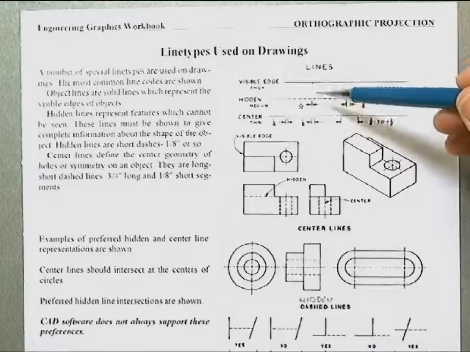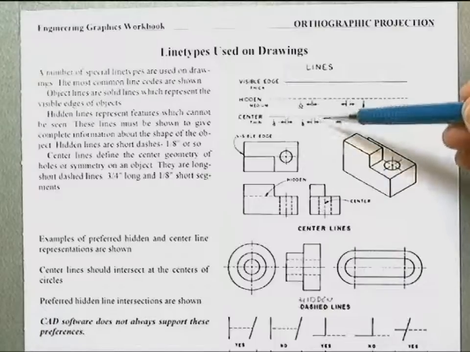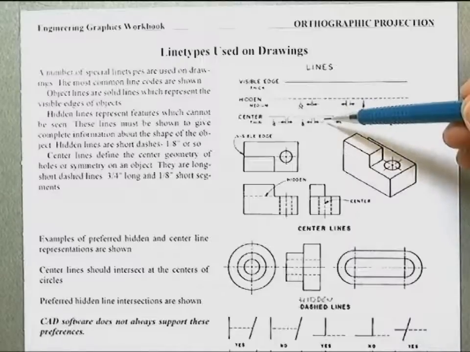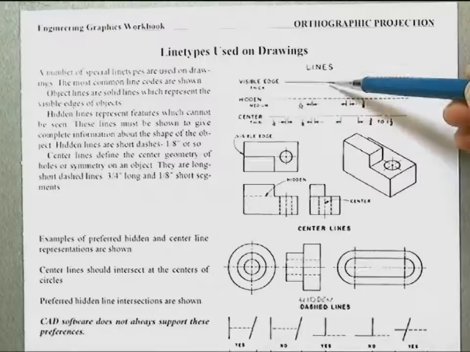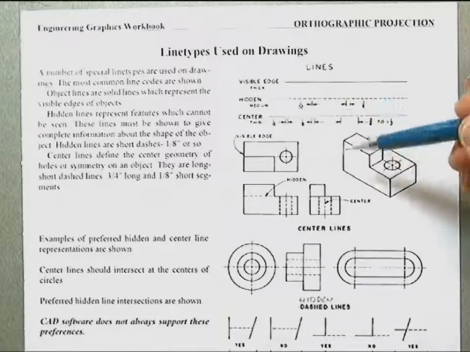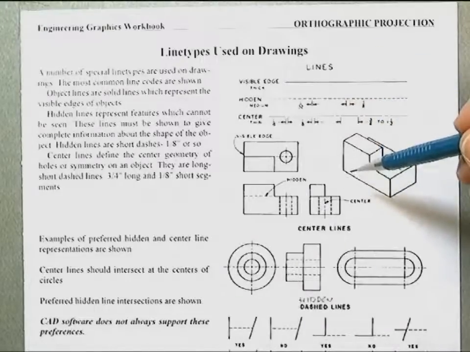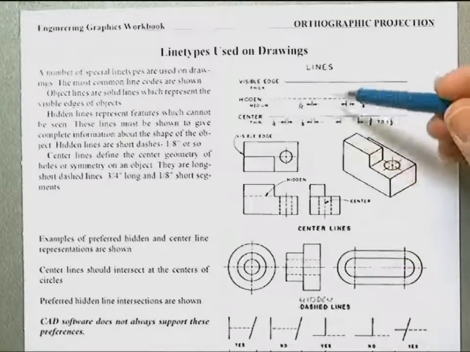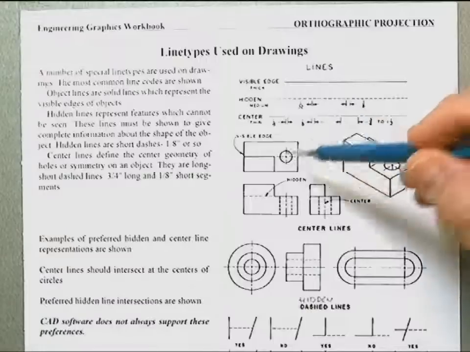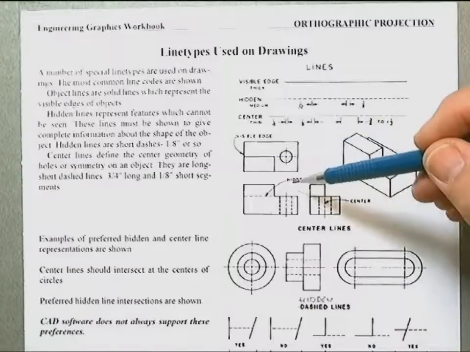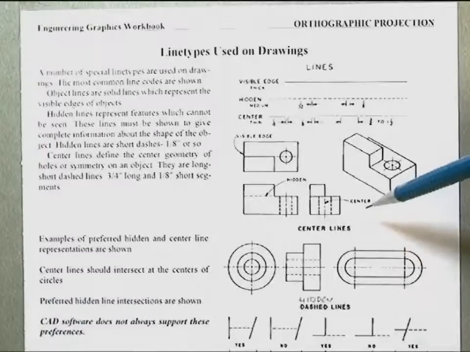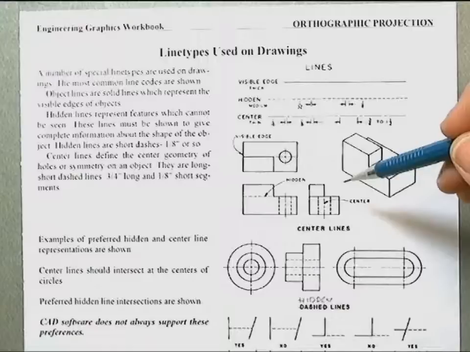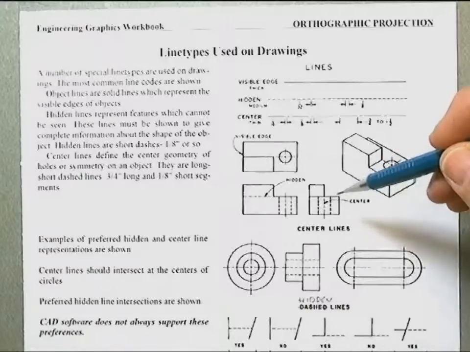The lines that we use on a drawing are like the words we use to make a sentence, sentences to create a paragraph, paragraphs to create a story. So the types of lines put together in an arrangement tells a story about the part and describes it to the reader that's trying to manufacture this part.